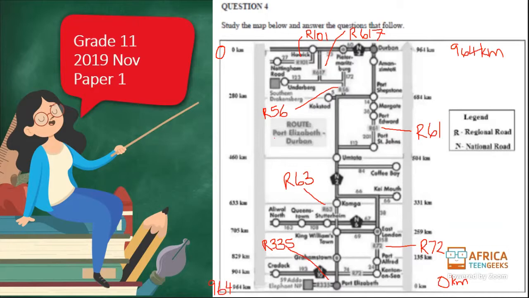How many regional roads are there? Okay, I'm getting answers from Botumelo and Grace already. Dimpo as well.